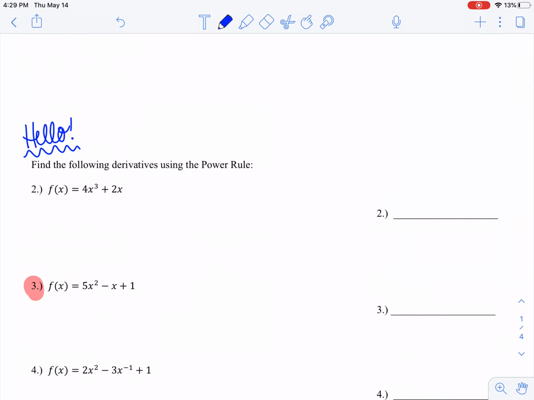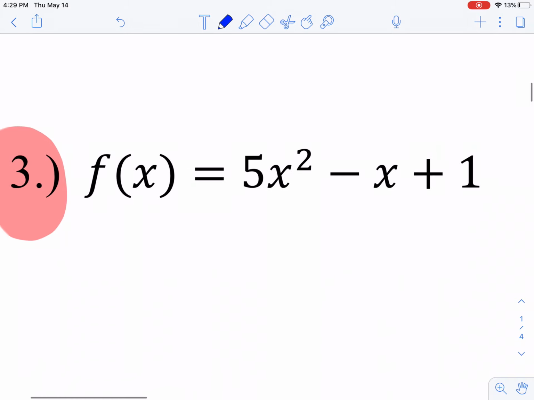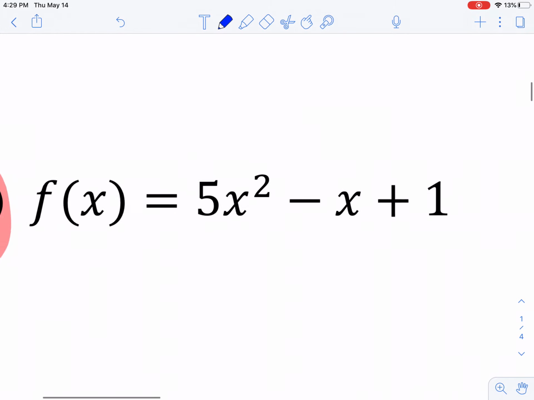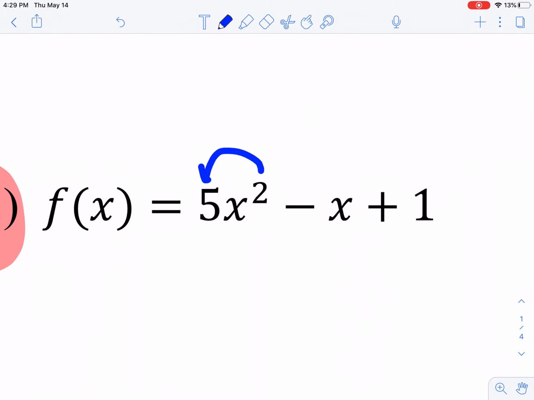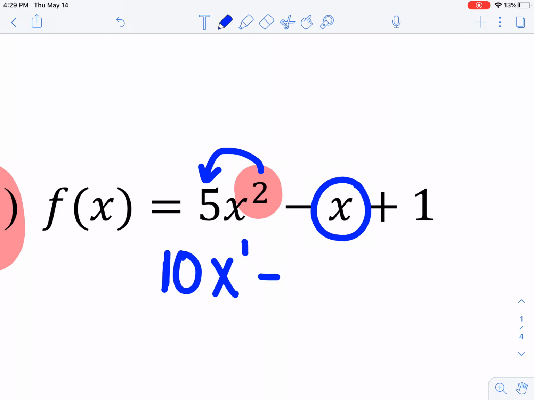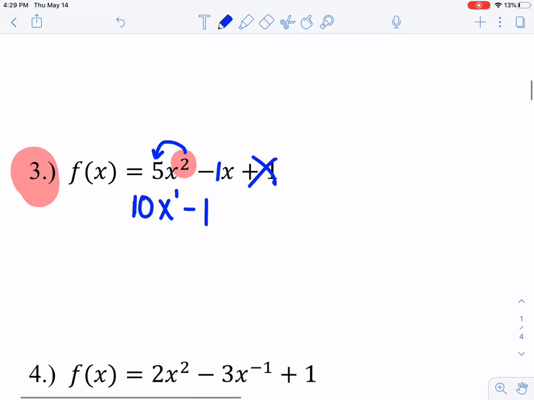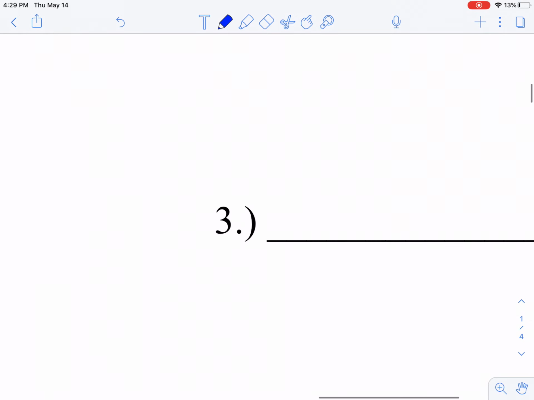All right. I'm going to start with number 3. This just says to find the derivative using the power rule. So this is really just a quick warm-up. Remember, we take our power, drop it down, and multiply. So that's going to give me 10x, and then we subtract 1 from the power. So that's going to be x to the first. Linear terms, the x goes away, but the coefficient in front stays, and constants go away altogether. So this answer is just 10x minus 1.